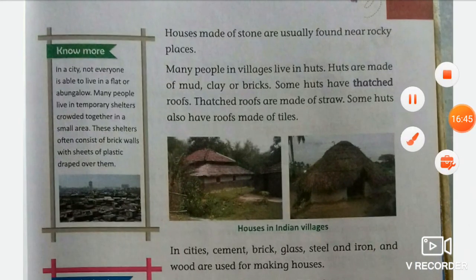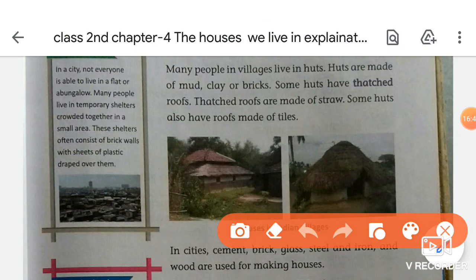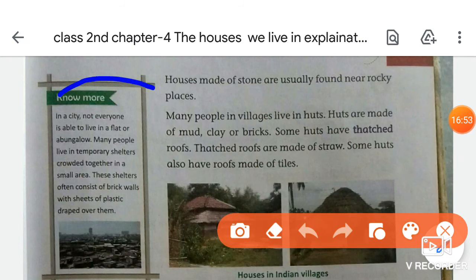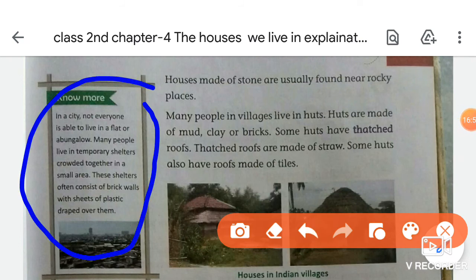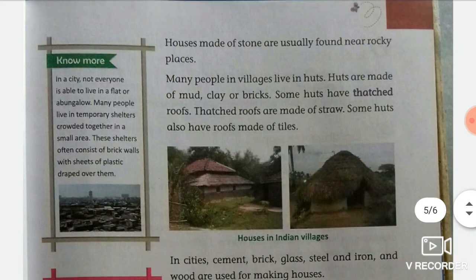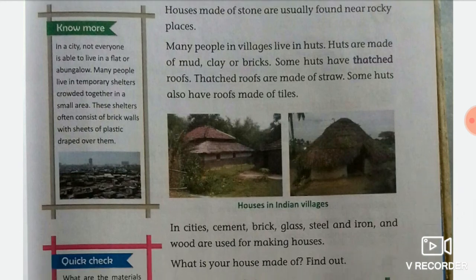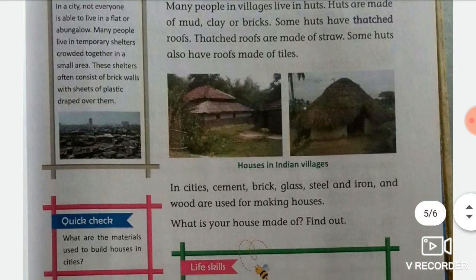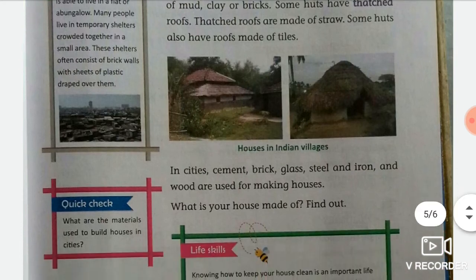Now look at this box in your book. In a city, not everyone is able to live in a flat or a bungalow. Many people live in temporary shelters crowded together in a small area. These shelters often consist of brick walls with sheets of plastic draped over them.